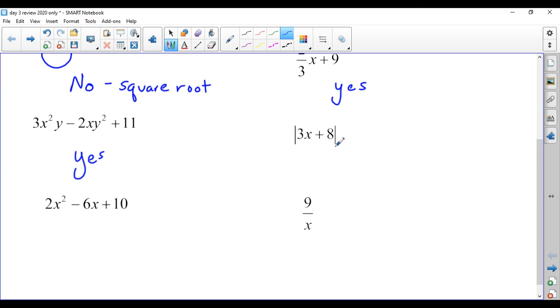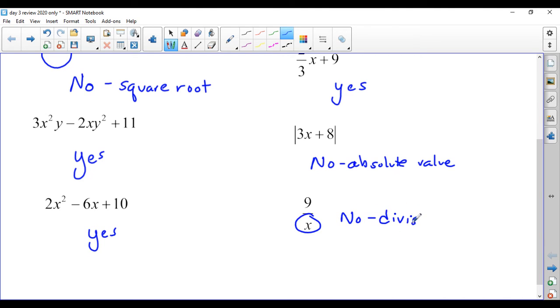Here I have absolute value of 3x plus 8. No, you cannot have an absolute value. 2 times x squared minus 6x plus 10. Yes. And here I have 9 divided by x. You cannot divide by x. So my reason here is that there is division by x. You can have a fraction times x, because a fraction is just a number times x, but I cannot have x in the denominator.